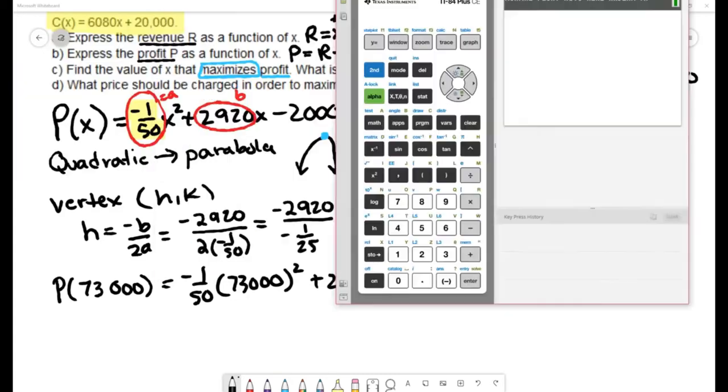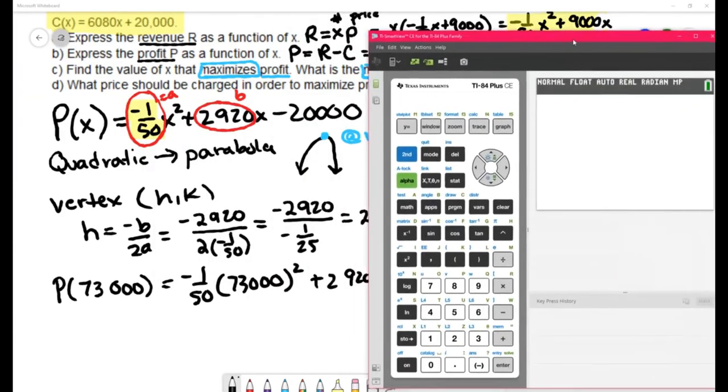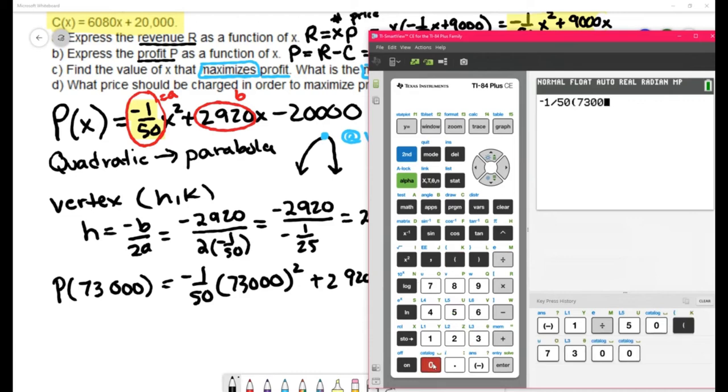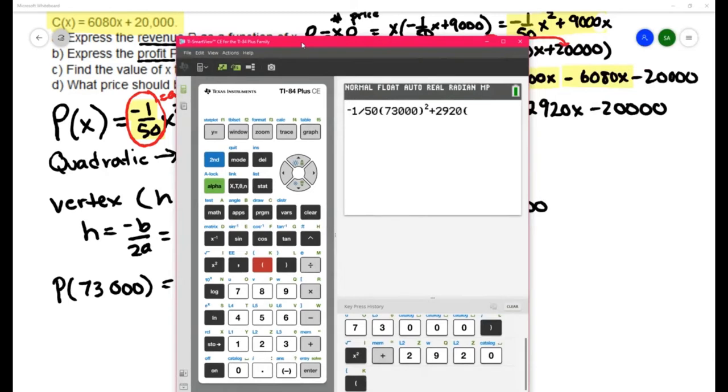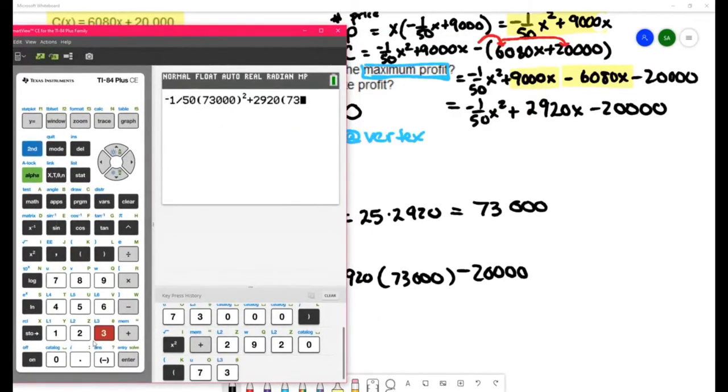Okay, so here's our calculator. And we want to do negative 1/50th times 73,000 squared plus 2,920 times 73,000 minus 20,000. All right, so there would be our maximum profit.